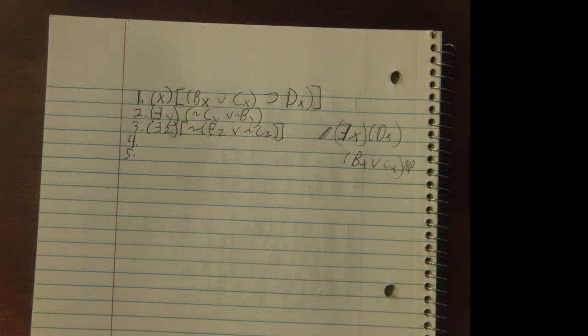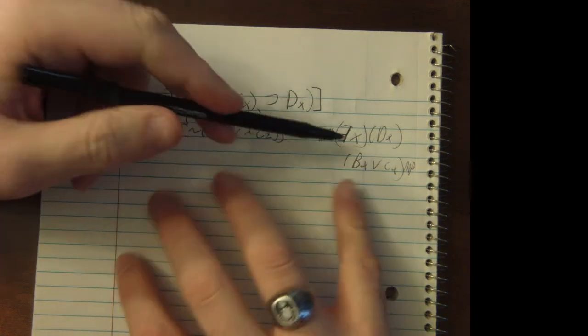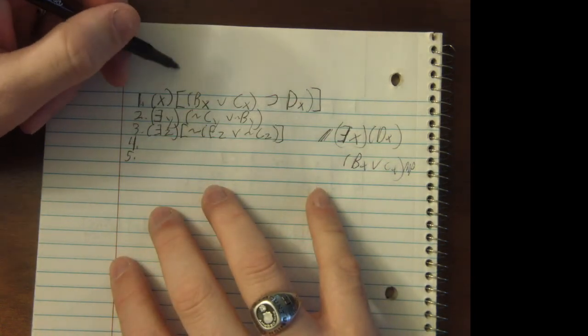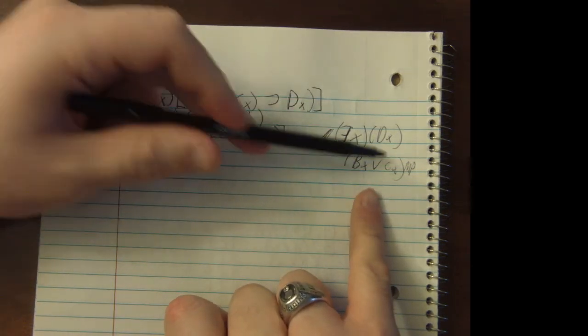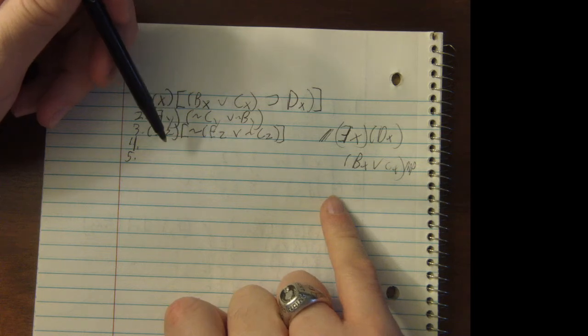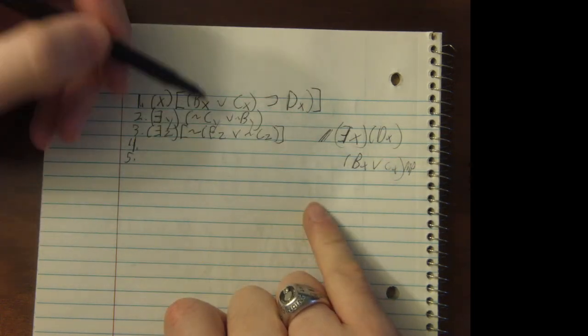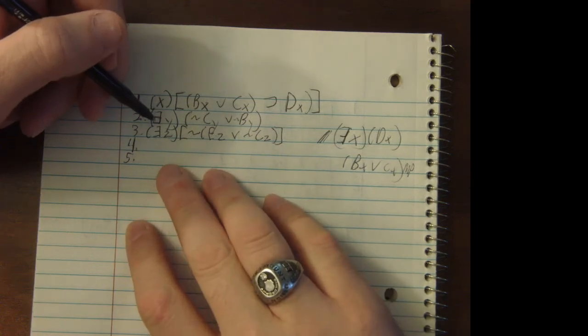So I need to universally instantiate this in a way that's going to match a Bx or a Cx. So notice I have a B here and a C here. Let's see what we can do.